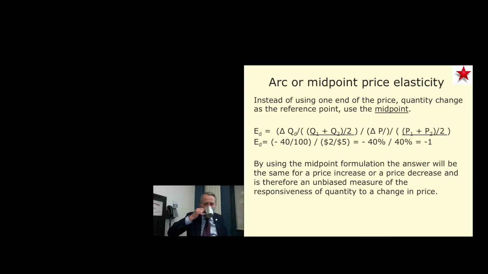calculation. And this is referred to as arc elasticity or midpoint elasticity. By taking the midpoint of the two quantities, which would be Q1 plus Q2 divided by 2, and taking the midpoint of the two prices, P1 plus P2 divided by 2, then no matter whether I'm going up or down, that reference point's the same. Y'all with me? If I use arc elasticity, I've eliminated this problem of the bias of an endpoint.